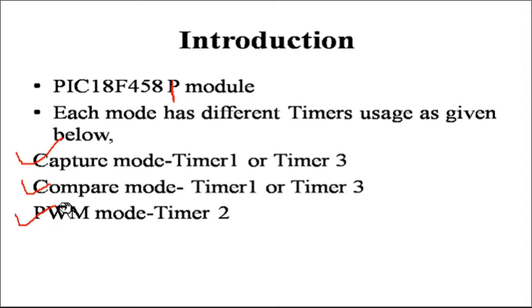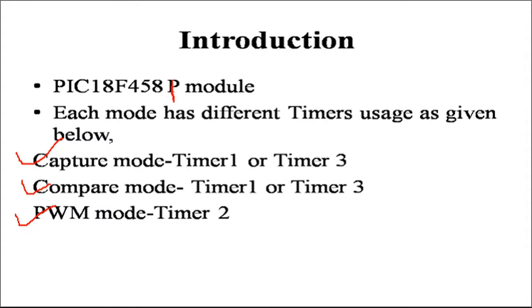Depending on the family of PIC, the number of CCP modules may vary from 0 to 5. But the 18F family has only one CCP module. To program this CCP module, we have to understand the timers. For that purpose, how many CCP modules there are, and which timer is allocated to which mode, this should be known to us.